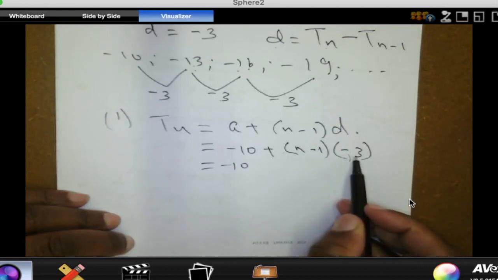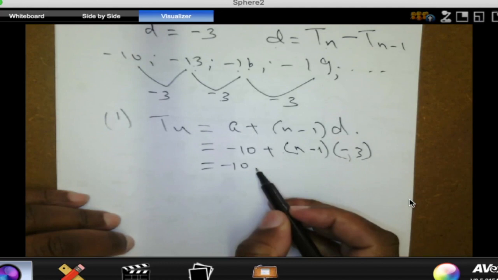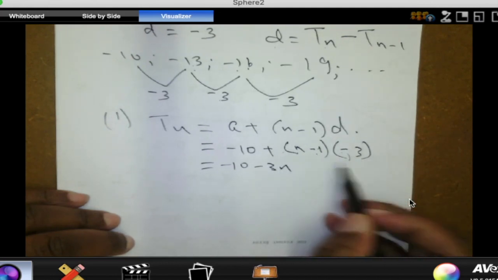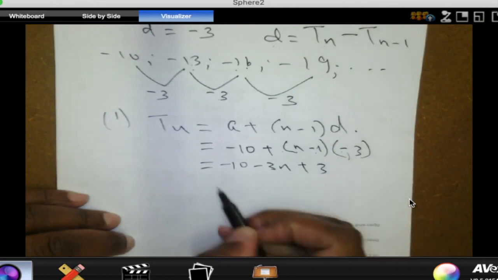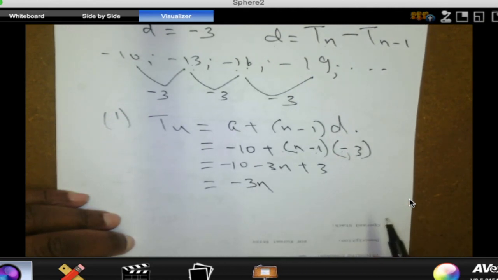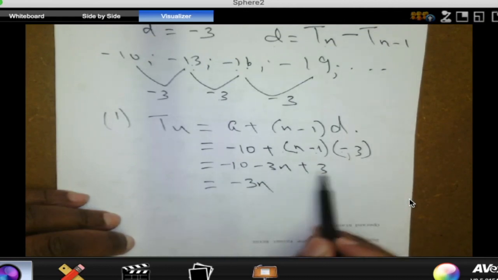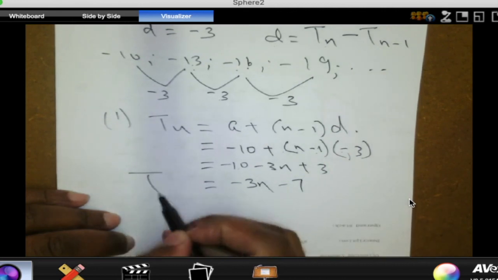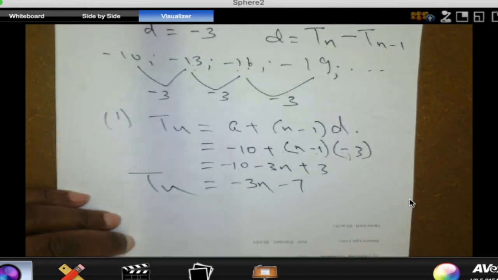So what is negative 3 multiplied by n? Minus 3n. And what is minus 3 multiplied by minus 1? That's a plus 3. Simplify that and maybe start with your term in n. So it's minus 3n. What is minus 10 plus 3? Minus 7. So the general term is given by negative 3n minus 7.